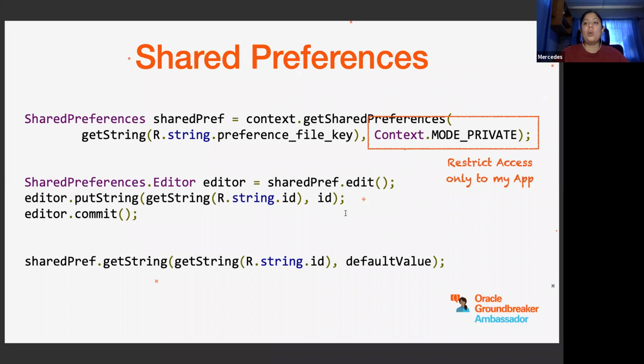Also, I can restrict that only my app has access to that information. If I don't put this, it can be public, and any other app can also read my shared preferences. So I can share things in a proper way using shared preferences and restrict the access only to my application.